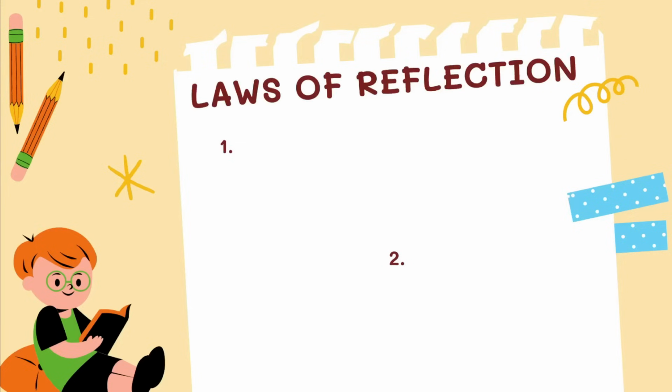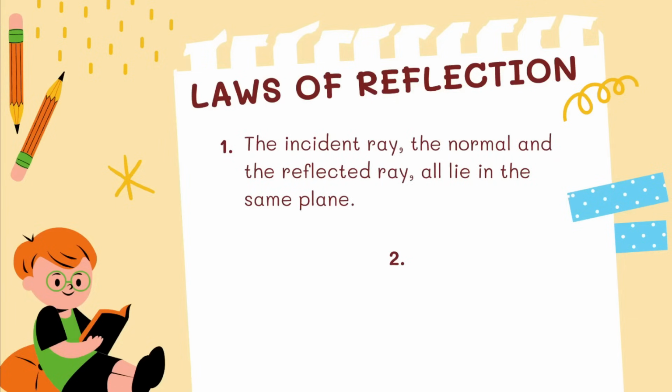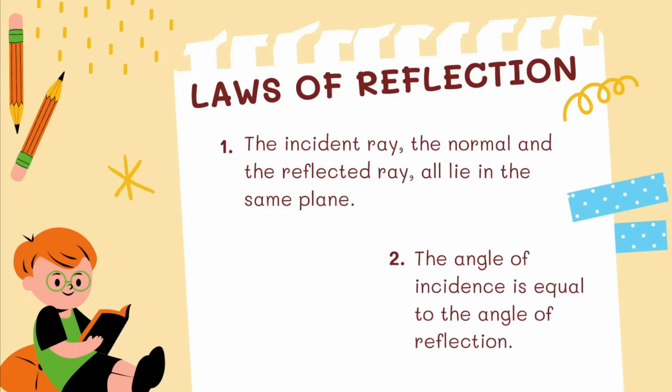Punta tayo sa laws of reflection. There are two laws of reflection. Remember this. The first one is that the incident ray, the normal, and the reflected ray all lie in the same plane. So shortly, makikita natin kung ano ba yung ibig sabihin ng incident ray, ng normal, at ng reflected ray. Second one, the angle of incidence is equal to the angle of reflection.